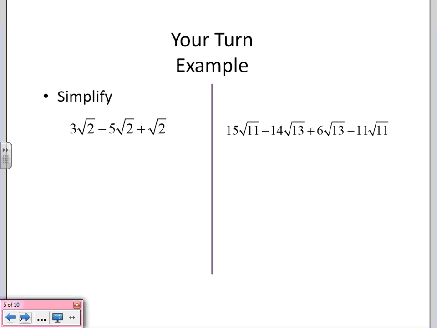Okay, now here's your turn, an example of both of those that I just did. Try these as best you can and replay me when you're ready for the answer.